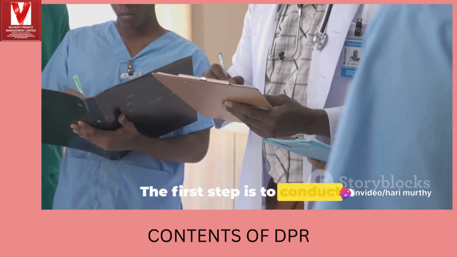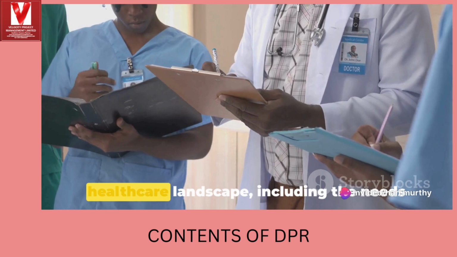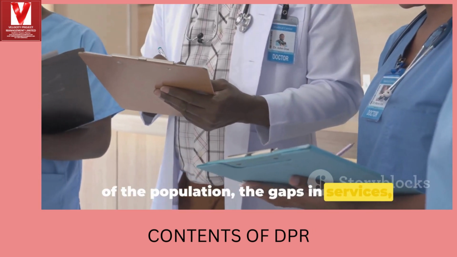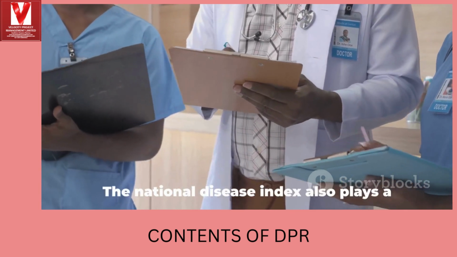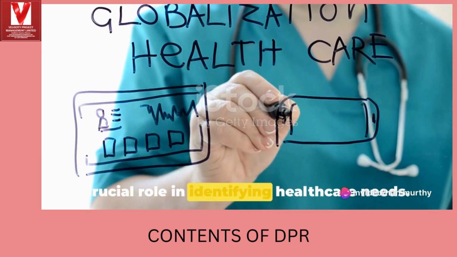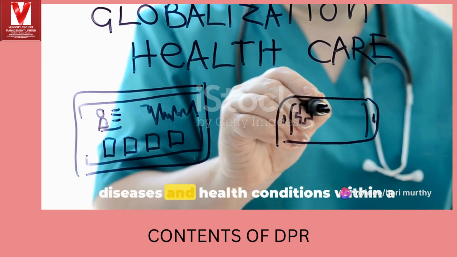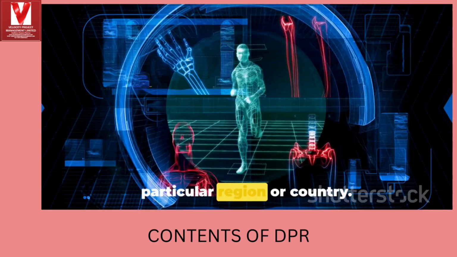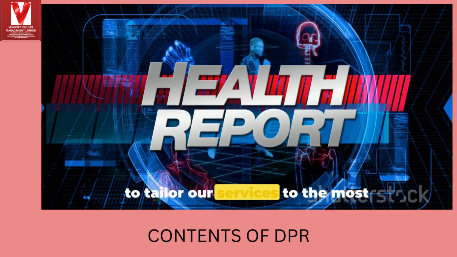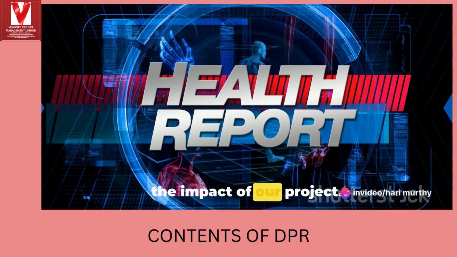The first step is to conduct a comprehensive market survey. This allows us to understand the healthcare landscape, including the needs of the population, the gaps in services, and the areas of opportunity. The National Disease Index also plays a crucial role in identifying healthcare needs. It gives us an overview of the prevalent diseases and health conditions within a particular region or country. This information is vital, as it helps us to tailor our services to the most pressing health issues, thereby maximizing the impact of our project.